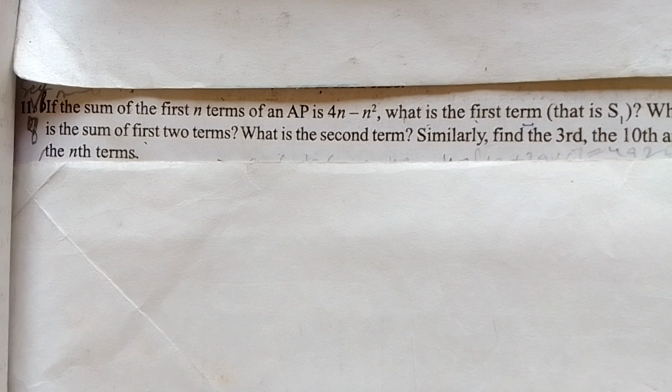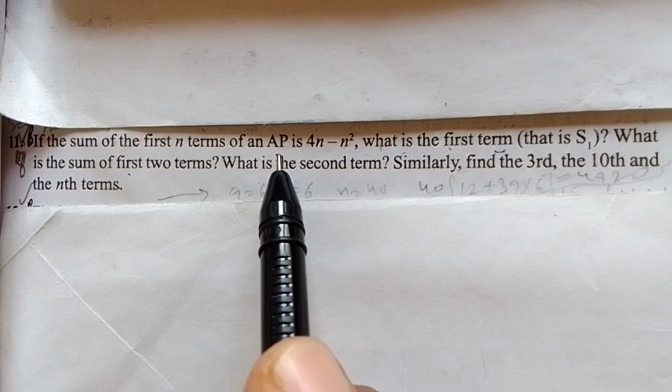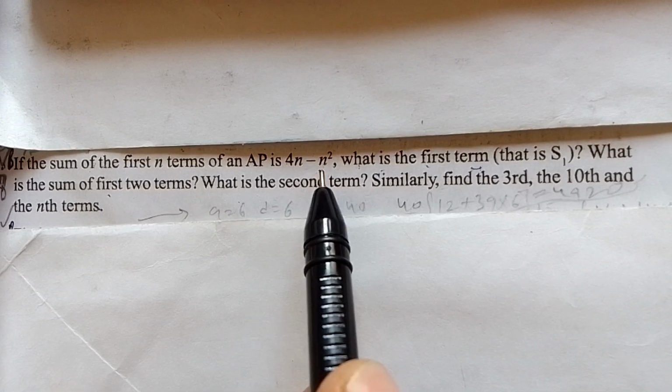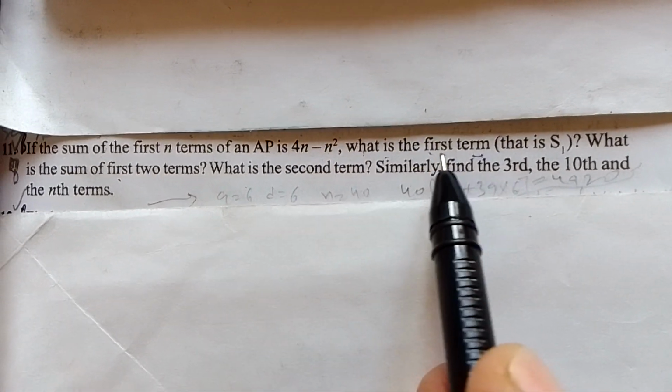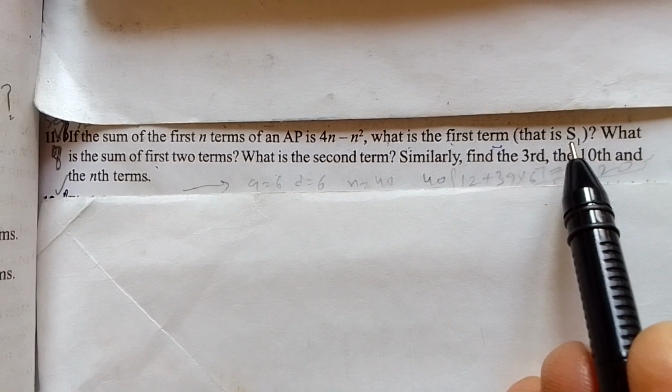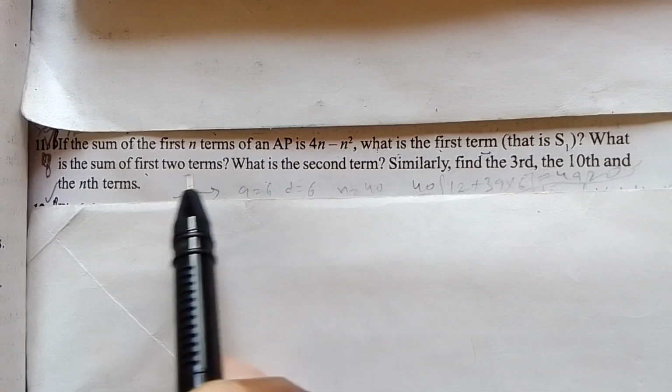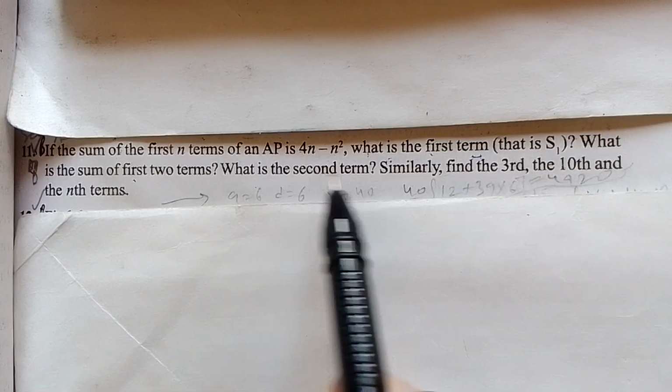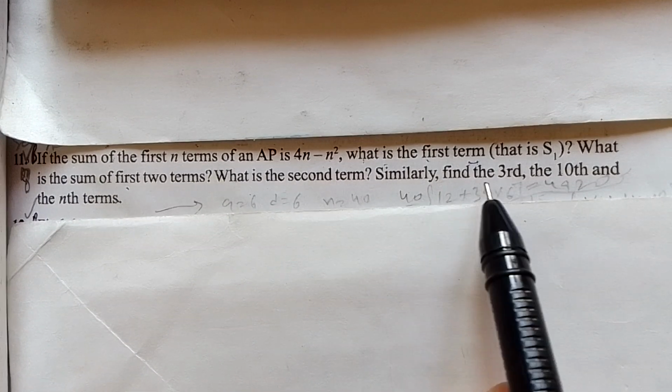Now the 11th question is: if the sum of the first n terms of an AP, arithmetic progression, is 4n minus n square, what is the first term, that is S1? What is the sum of the first two terms? What is the second term? Similarly, find the third, the 10th and the nth terms.